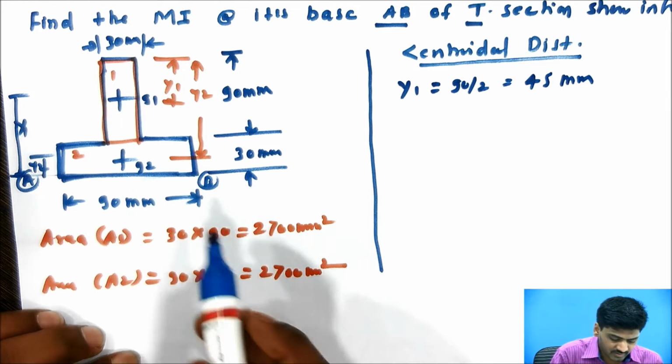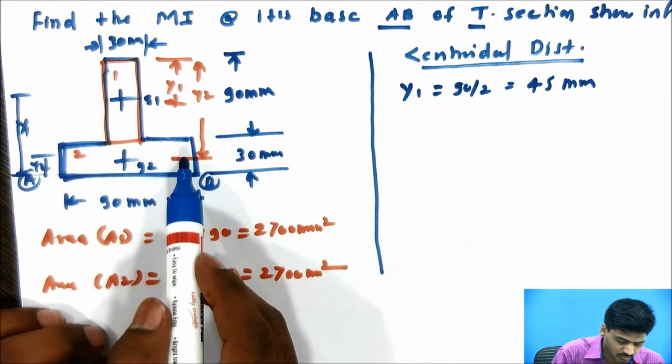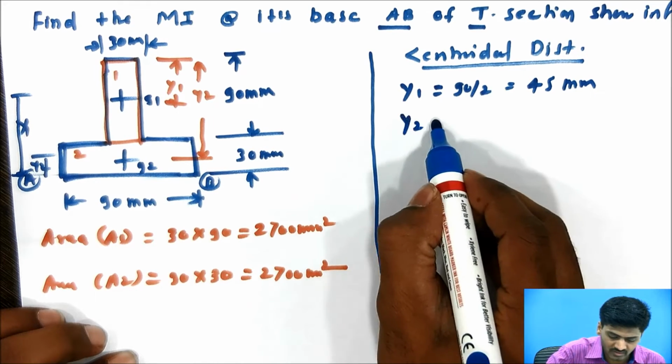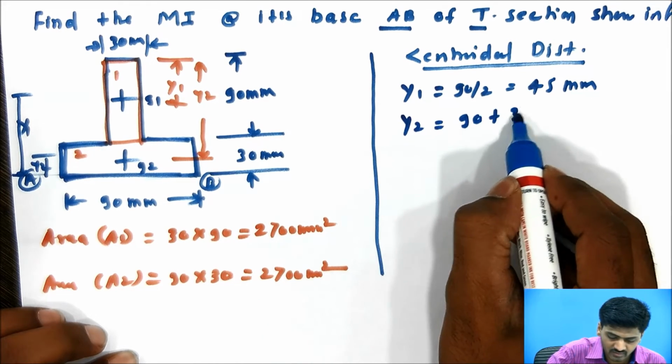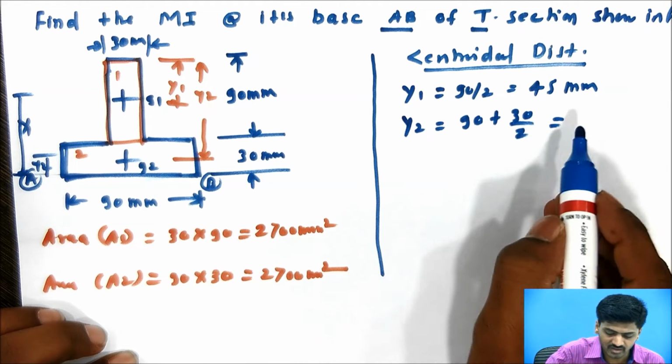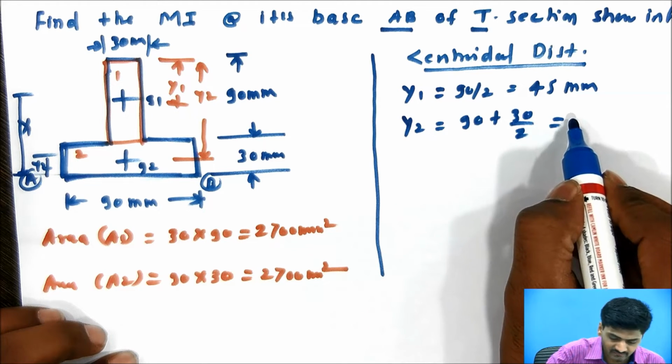Next, you may consider y2 from the top. y2 is equal to 90 plus 30 divided by 2, that is nothing but 90 plus 15. So you will get 105 mm.